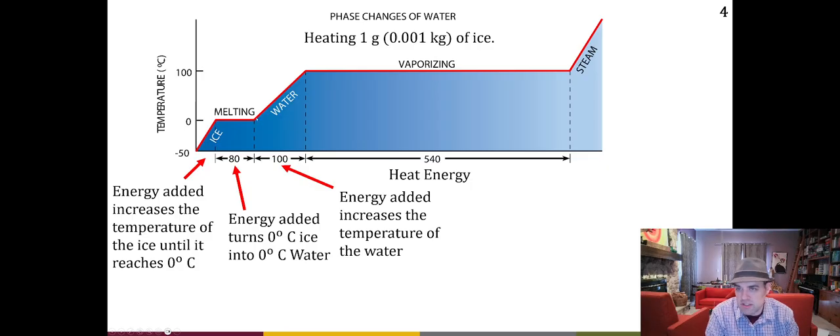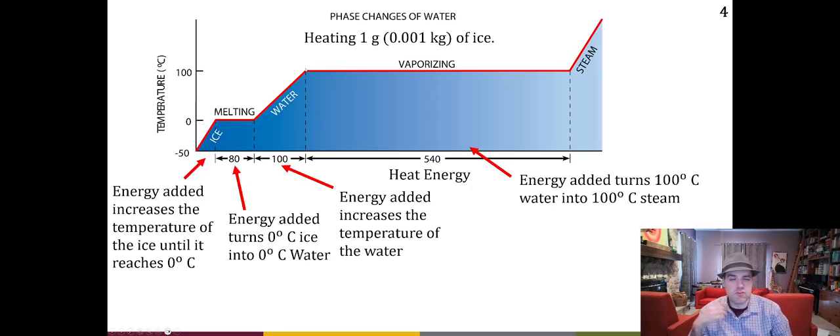So we go from 0 degrees Celsius water, adding energy is going to keep increasing the temperature all the way until all of that water is at 100 degrees Celsius, the boiling point of water. Now, when I add energy to this water, it's only going to change the water from being liquid to being a gas, to being steam. It's not going to increase the temperature of the water anymore. So energy added turns 100 degrees Celsius water into 100 degrees Celsius steam.